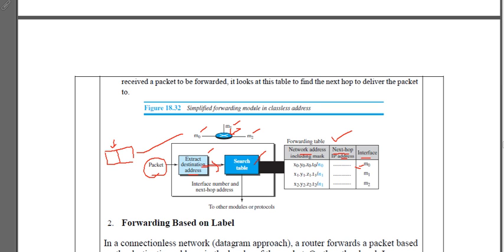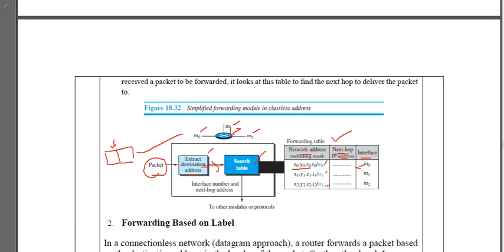ठीक है, कौन से नेक्स्ट हॉप के आईपी एड्रेस पे इसको सेंड करना है, and the network address. ठीक है, कौन से नेटवर्क से ये सेंड किया गया है. So there is N0, N1 and N2, these are the different networks.